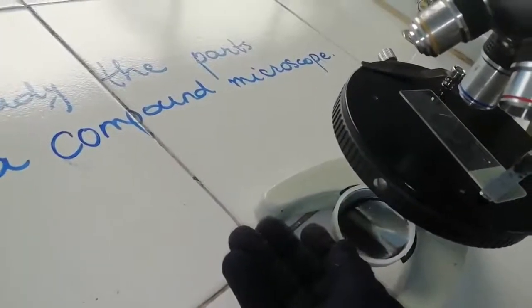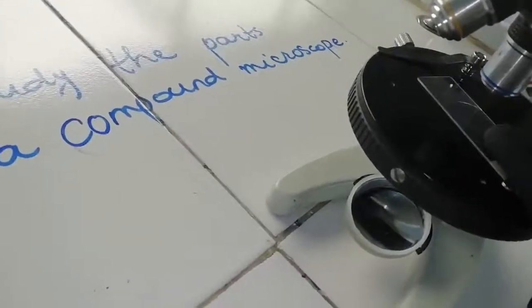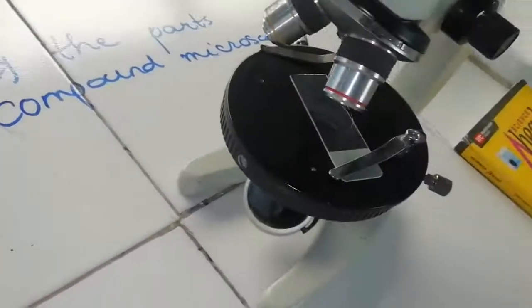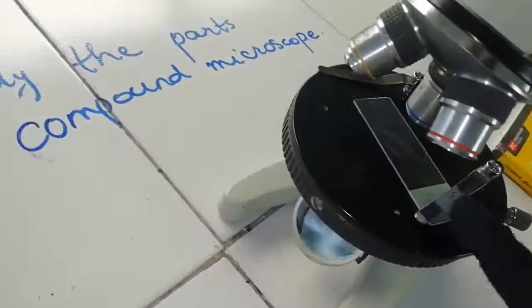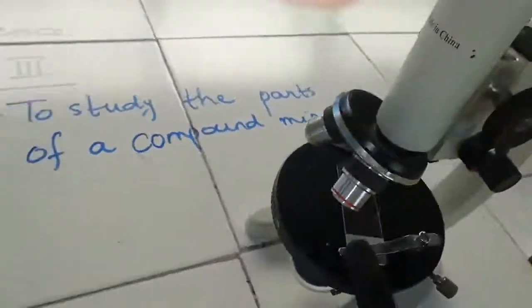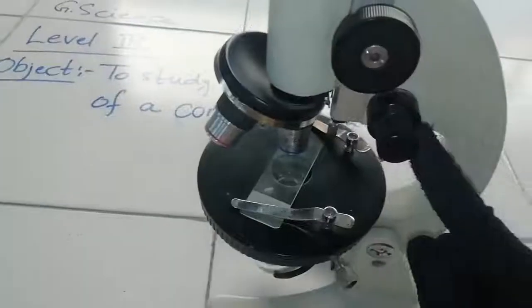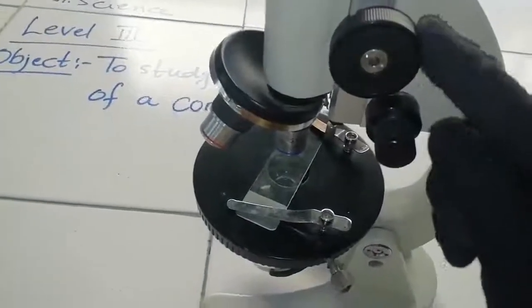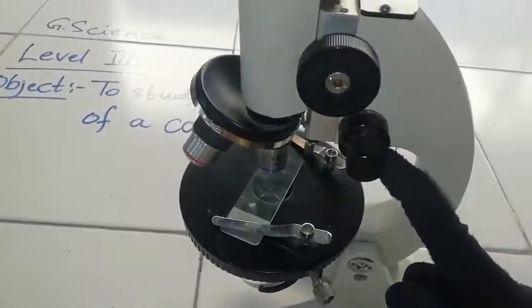So this mirror is used to direct or reflect the light on this slide so that we can easily observe it. Without light it would be very difficult for us to observe cells under this microscope. Okay, now there are two screws like structure. These are called knobs. This one is called coarse adjustment knob and this is called fine adjustment knob.